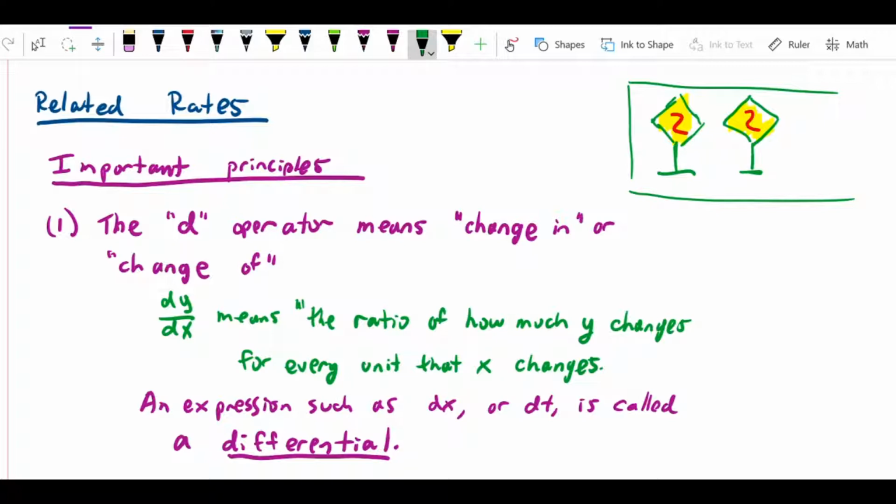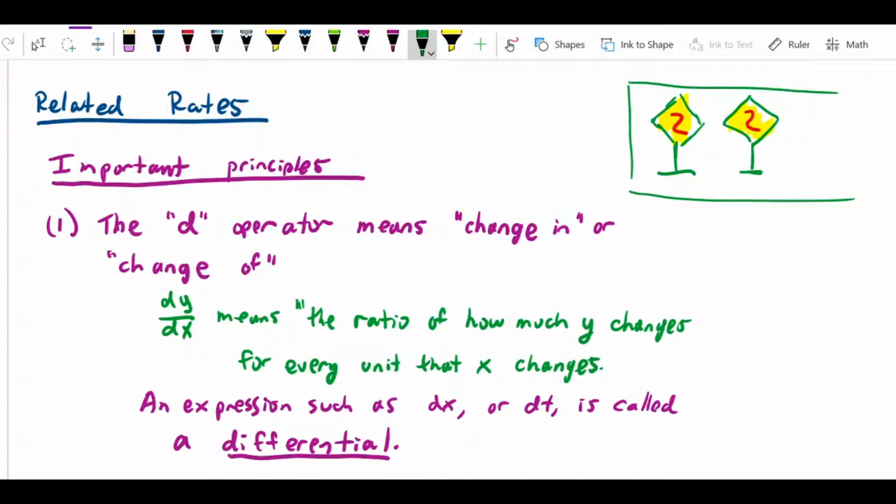In order to even talk about the topic, there are a couple of principles that we need to get clear on. First of all, I think I've mentioned this before, but the d operator that we use in calculus, as in dy over dx, means change in or change of. So if I talk about dy, what I mean is the change of y. And if I talk about dx, I mean the change of x. If I put one over the other, I'm talking about the ratio of how much one changes relative to how much the other one changes.